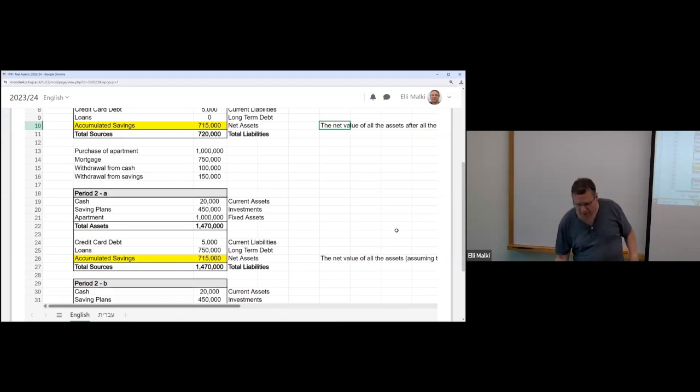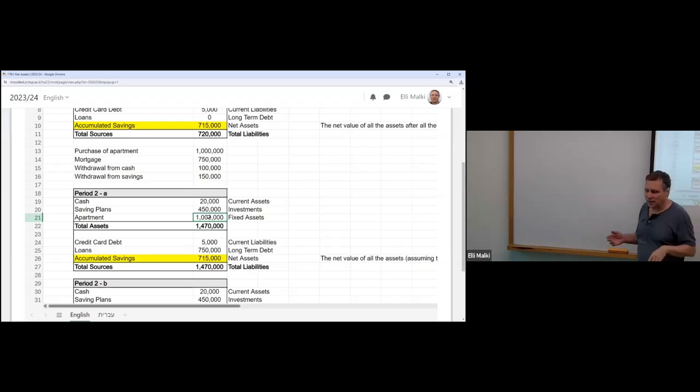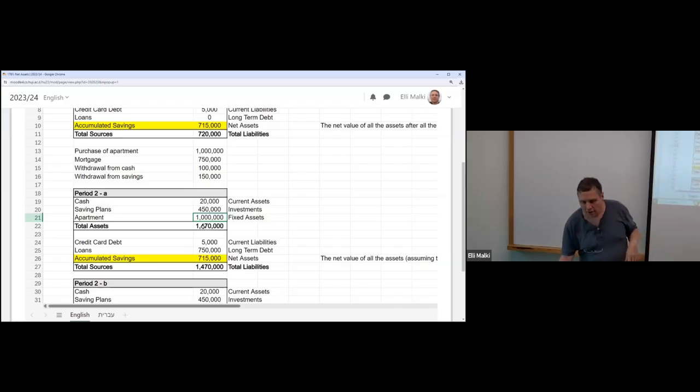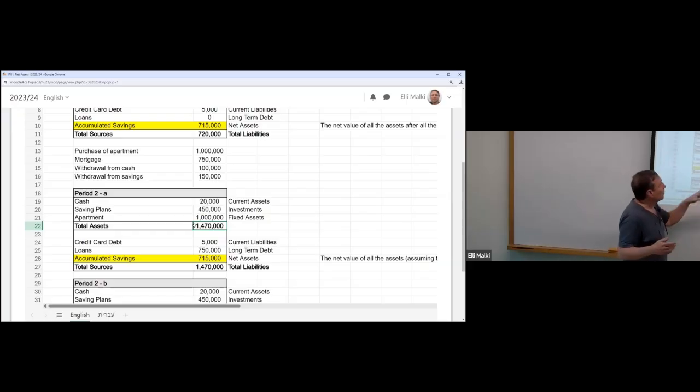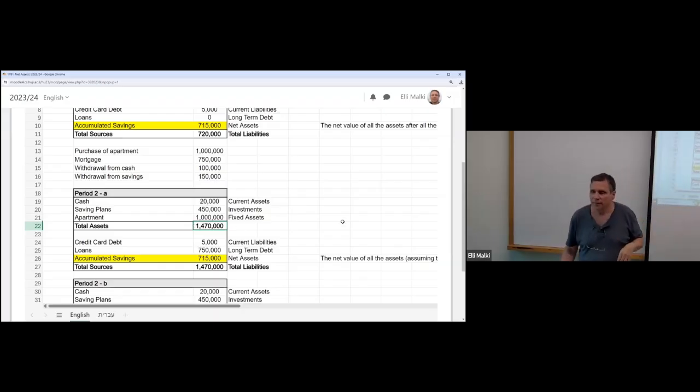Now I have another line here, which is the apartment at cost. One million shekels, and that will appear in the financial statement as fixed assets. So altogether, my assets increased from 720 to 1,470,000. Yes, Harry. But the apartment is different than rent, right? Or is it rent? No, rent is an expense. The apartment is an asset.